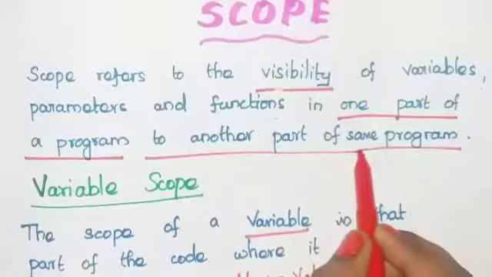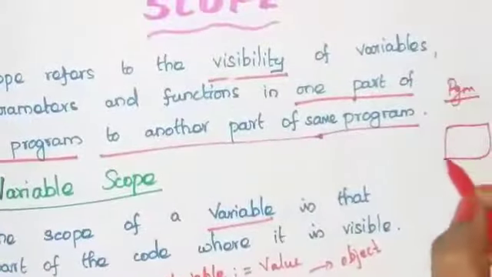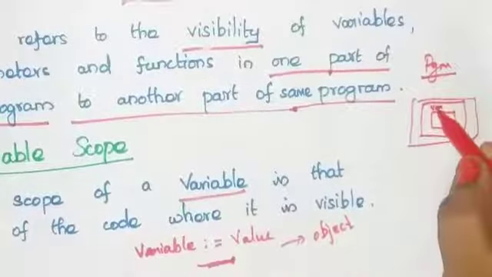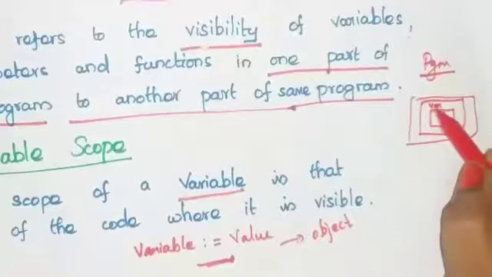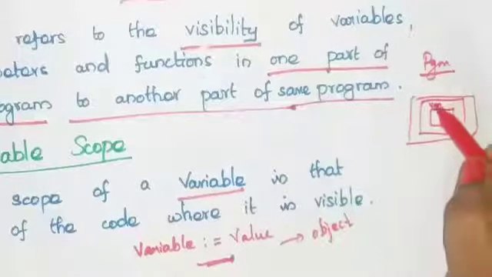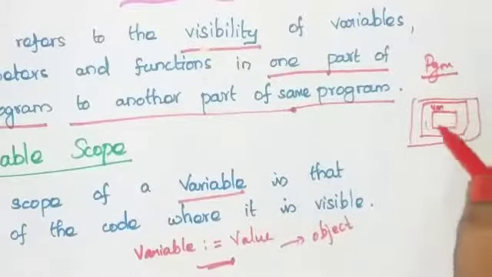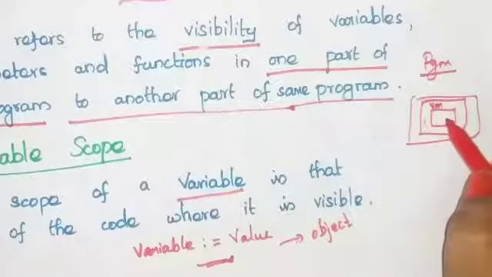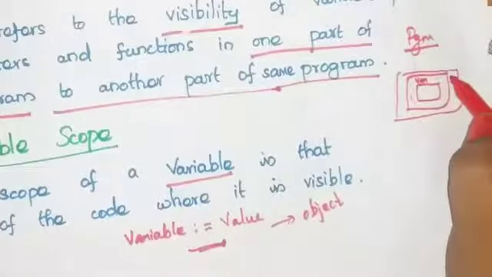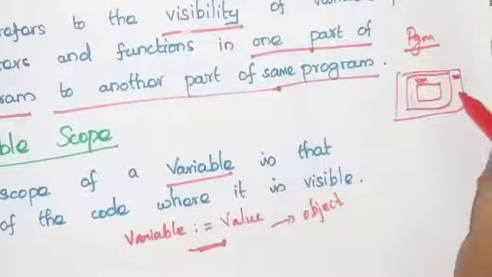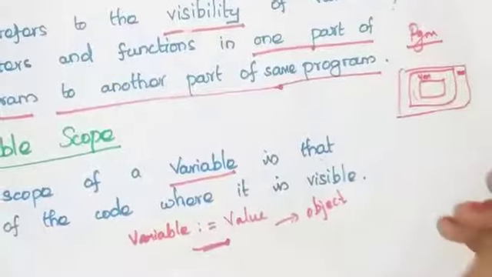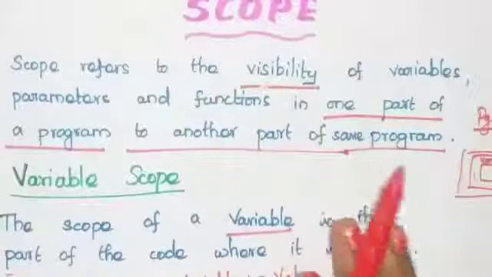What does it mean? It means the program is divided into many parts. When you declare a variable here, you can access that variable within these two parts. If you declare a variable in this part, you can access that variable within this block only. If you declare a variable here, you can access that variable everywhere. Okay, this is the definition of scope.